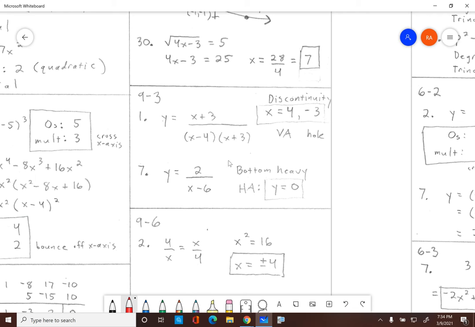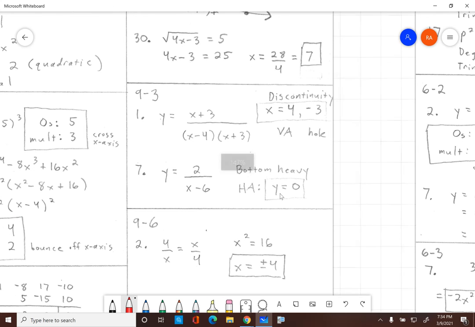Okay, so 7 is asking for horizontal asymptotes. So this was vertical asymptote at 4, hole at -3. But for this case, what we're looking for is this top-heavy, bottom-heavy, same ratio. When x gets really, really big, what's going to happen? If you look, this is a bottom-heavy function. The degree of the polynomial in the denominator is bigger than the degree of the polynomial in the numerator. So as x gets really, really big, this denominator is going to get really, really big, forcing the function to approach 0. So any bottom-heavy function will always have a horizontal asymptote of y equals 0.